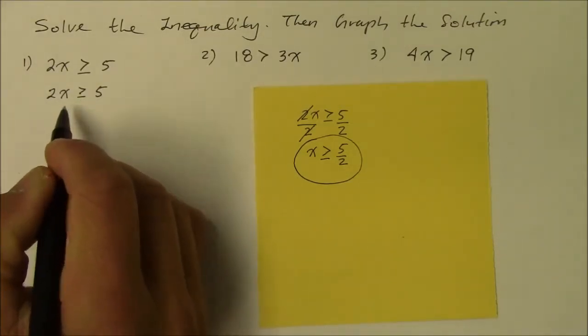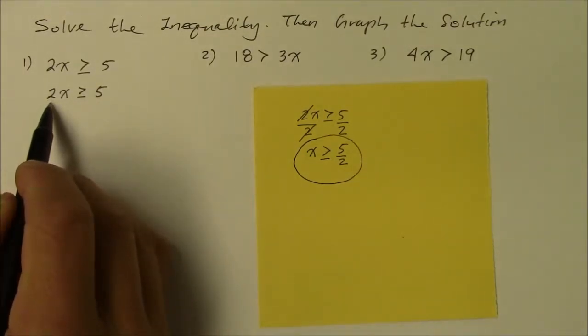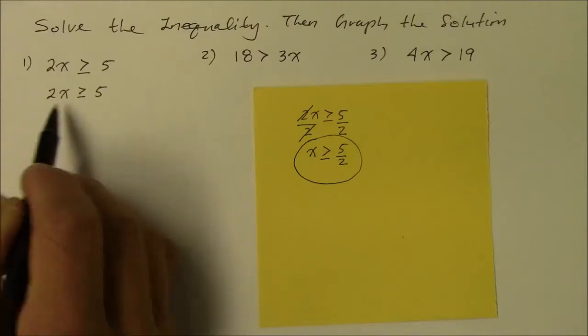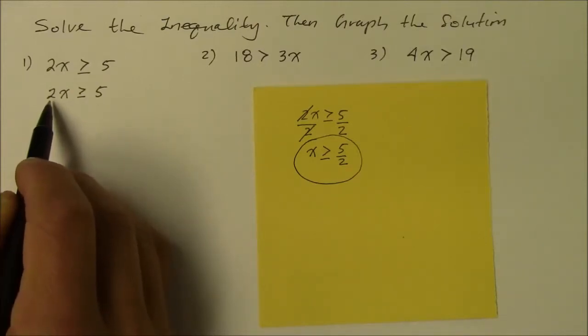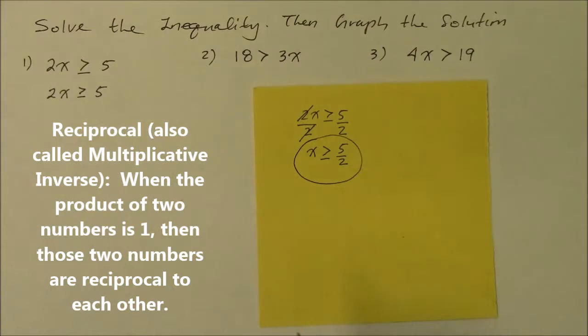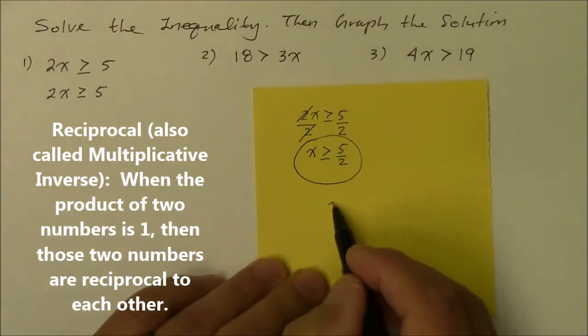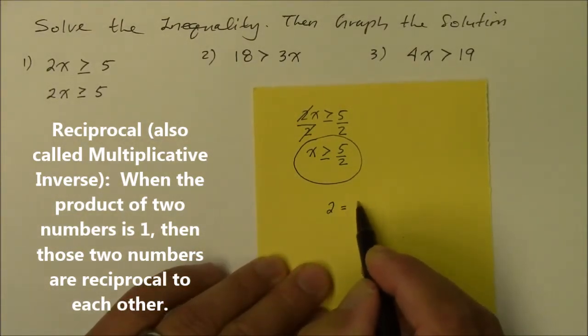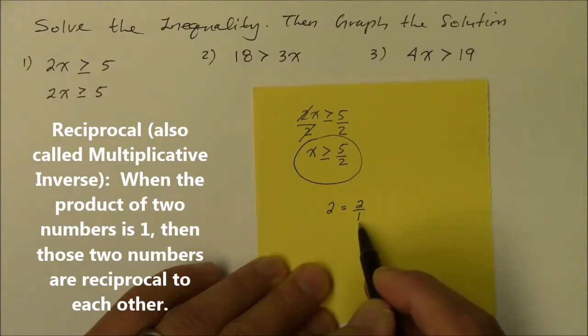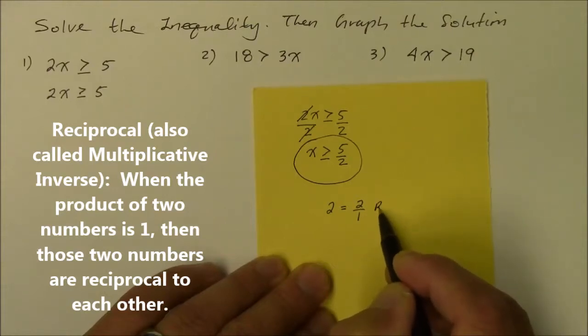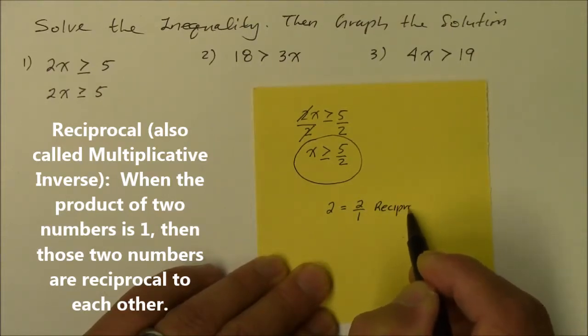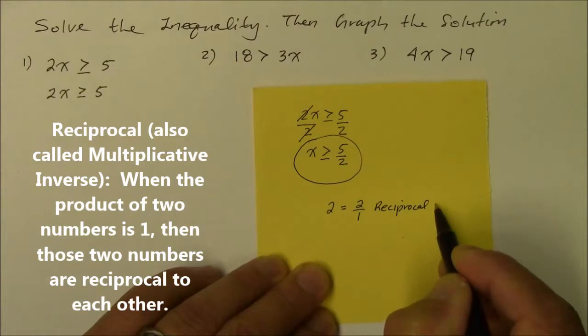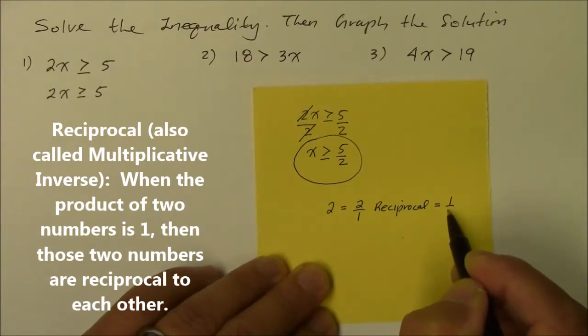The way I propose is, you see that 2 right there on the left side of the inequality, the coefficient 2? I propose that instead of dividing by the 2, you multiply by the reciprocal of that 2. What that means is, the 2 is the same thing as saying 2 over 1, the invisible factor 1 as a denominator. Now, what's the reciprocal of 2 over 1? The reciprocal of 2 over 1 is, in fact, 1 over 2.